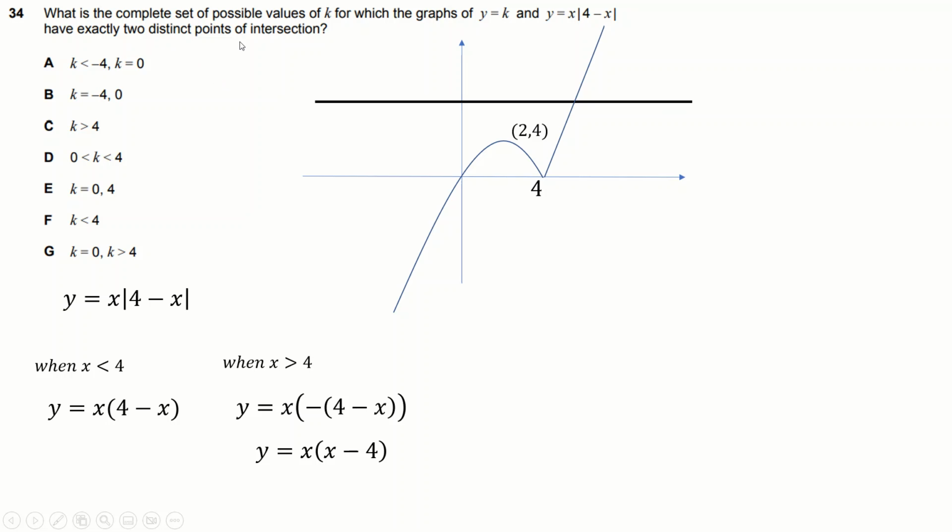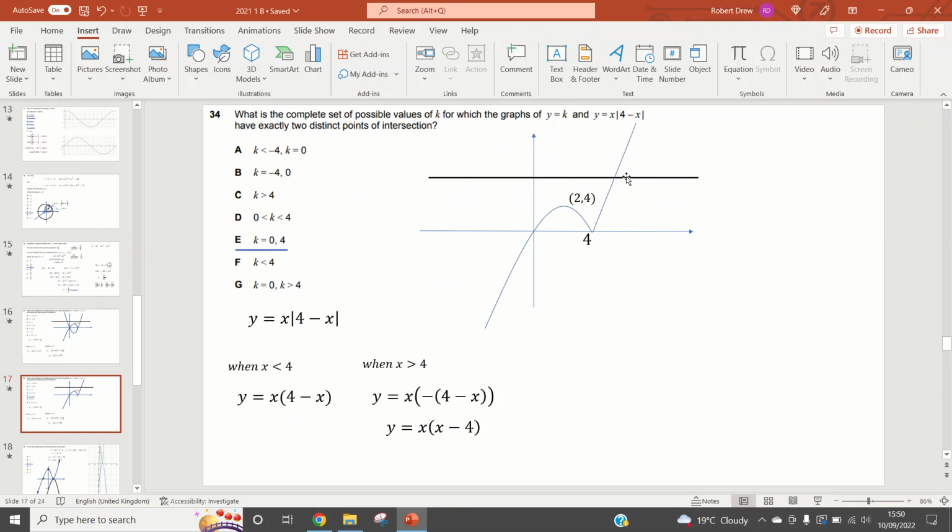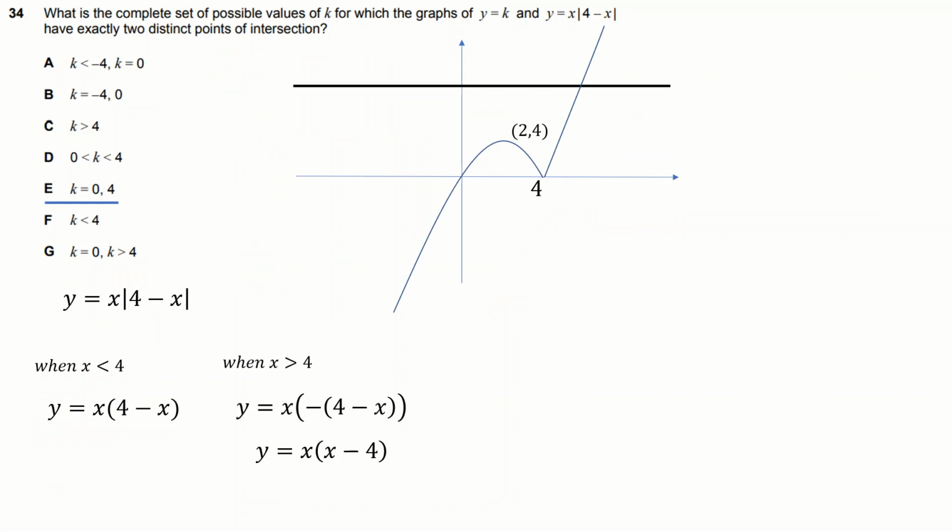And it says what values of k give me exactly 2 points of intersection. Right now I have 1 when k is bigger than 4. But if I just move k down a little bit, when do I have 2 solutions? Well, when k is 4, I get 1 here and 1 here. And if I go down to here, when k is 0, I get 1 solution on the root and 1 here as well. If you go any further down, you only get 1 solution again. So 0 and 4 are the 2 solutions that we're going to get for that question.